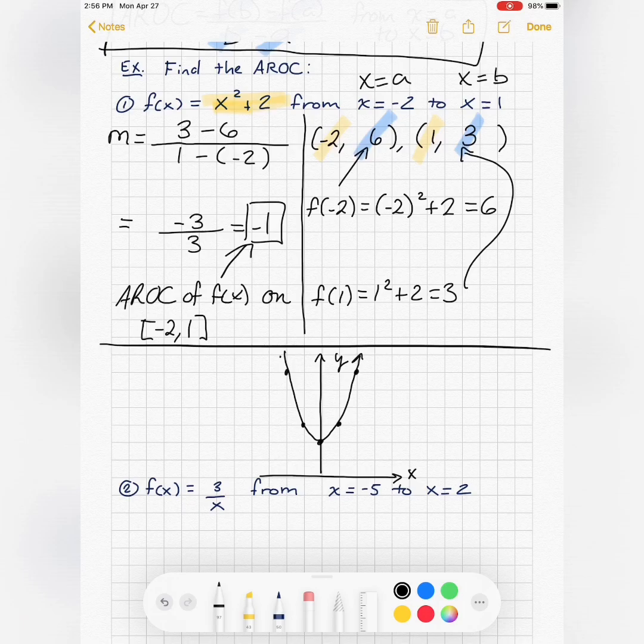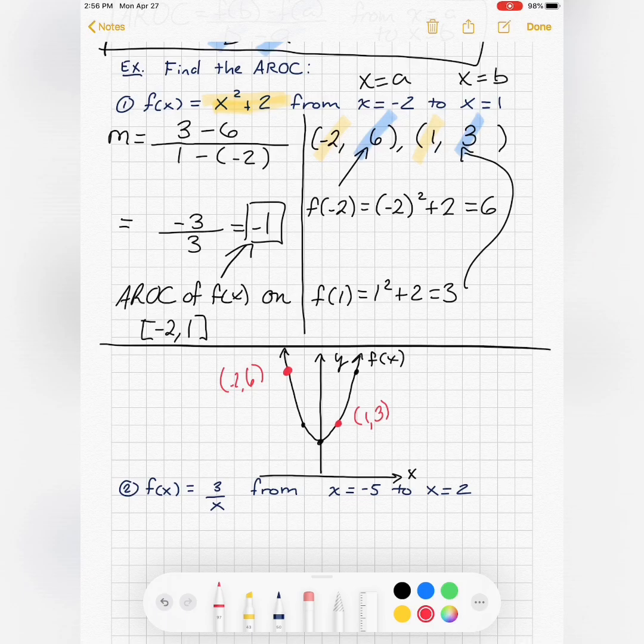So there's my rough sketch of f of x. I'm just kind of interested in what this calculation in part 1 really gave me. We said from x is -2, so here's that point. That point we found was (-2, 6). And then 2x equals 1. That point we found was (1, 3).